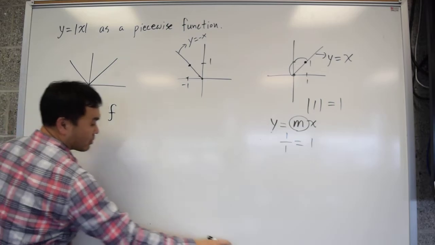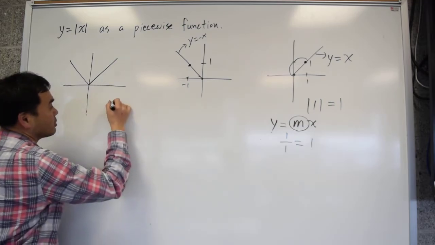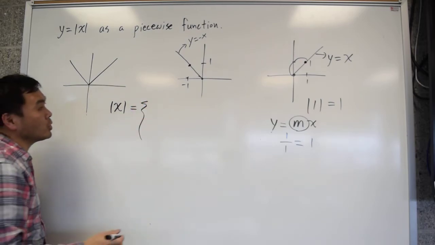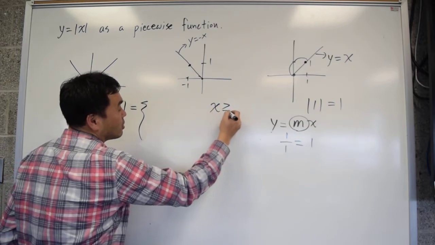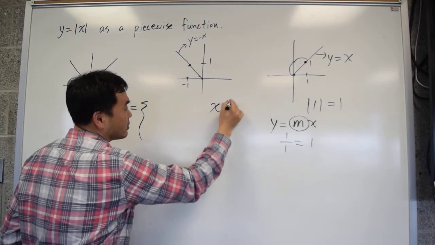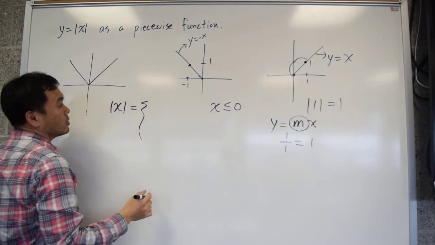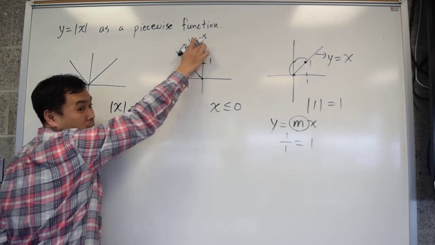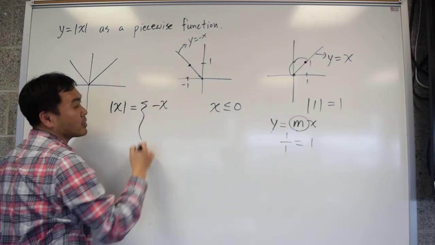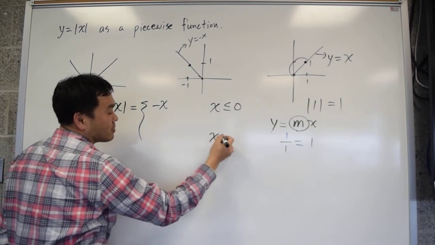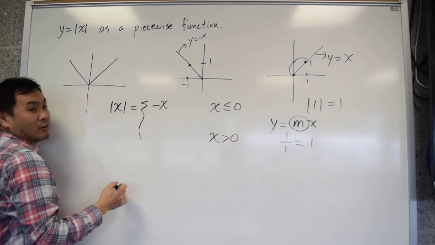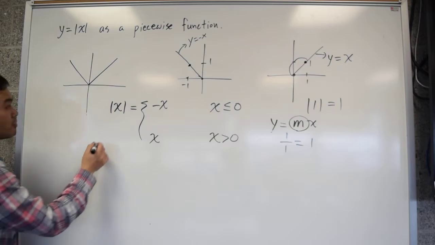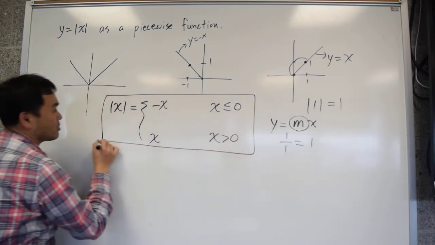Here's the absolute value function. Let me just write it like this. Absolute value function written as a piecewise function. When x is 0 or negative, what's the equation for the function? y equals negative x. So you put negative x, okay? When x is positive, what's the equation for the function? y equals x. So that's the definition of the absolute value function as a piecewise function.